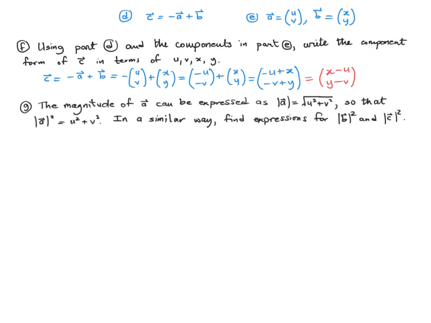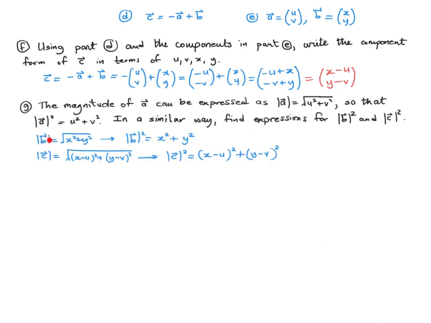So the next question says, the magnitude of A can be expressed as magnitude of A equals square root of u squared plus v squared. Of course, we know that formula. So that magnitude of A squared, the square root will go away, it's just u squared plus v squared. In a similar way, find expressions for the magnitude of B squared and the magnitude of C squared. And again, I'm going to have you pause the video, get the work done, and then check your answer when you're done.